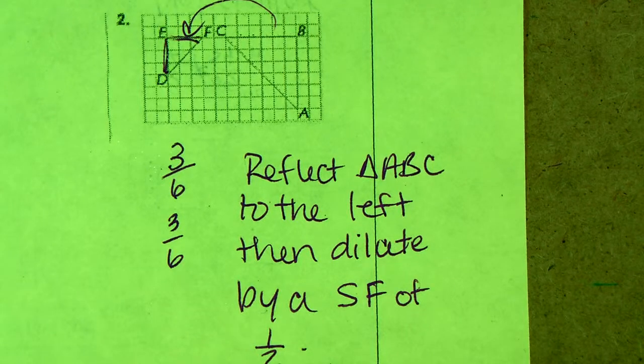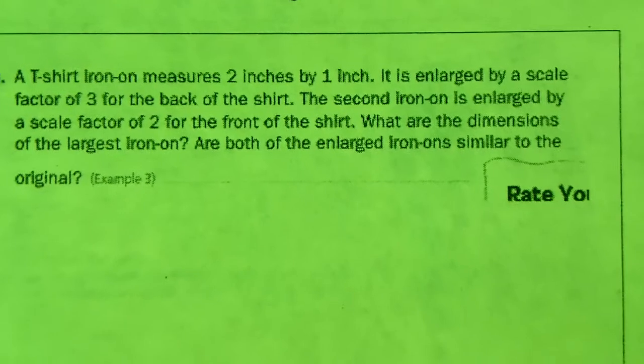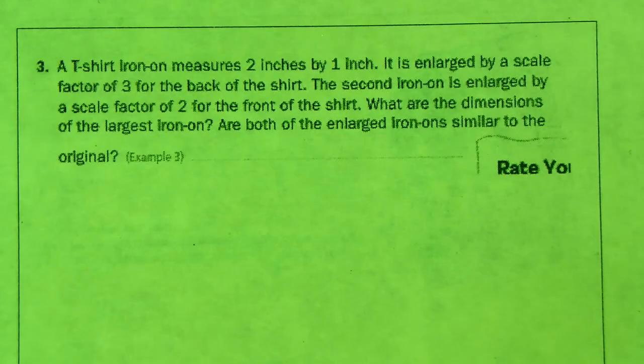Another one of those double dilations. We got a t-shirt iron-on. I don't know if any of you have made an iron-on t-shirt. So it's only 2 inches by 1 inch, so they're going to enlarge it by a scale factor of 3 for the back of the shirt. The second iron-on is enlarged by a scale factor of 2 for the front of the shirt. Okay, so interesting. It only measures 2 by 1. It's enlarged by a scale factor of 3, and then enlarged by a scale factor of 2 for the front of the shirt. So what are the dimensions of the largest? And are both enlarged iron-on similar?